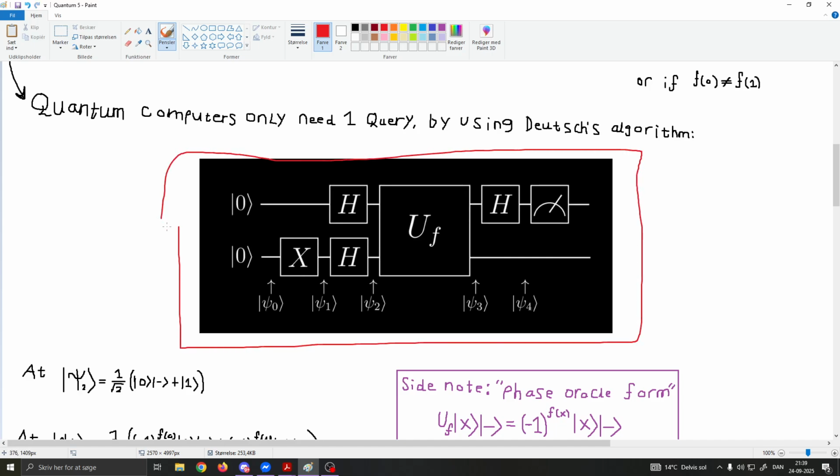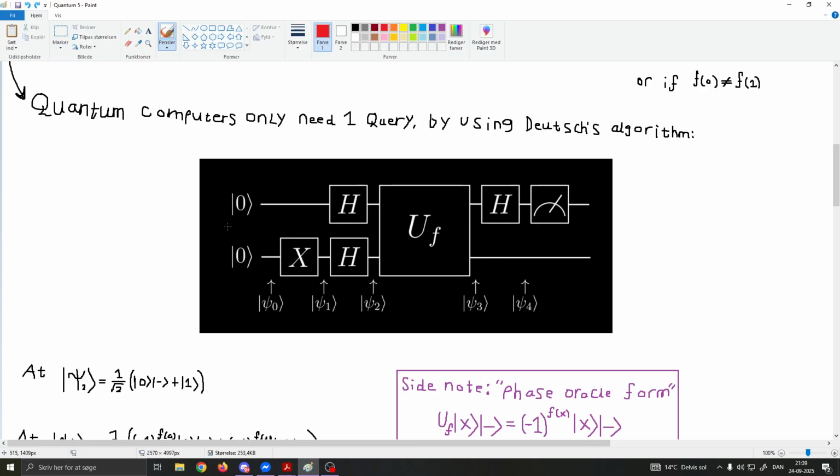So for this algorithm, we need our two inputs. We need two qubits, which are both 0. And to start off with, we just need to NOT one of them. In some other literature, you may see people forego this gate and just start out by writing 1, but it's basically the same. It's just for clarity.